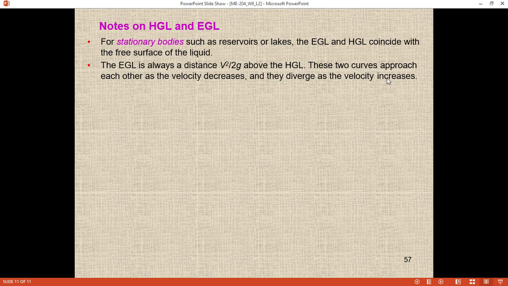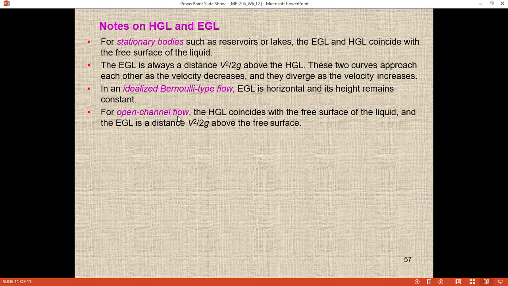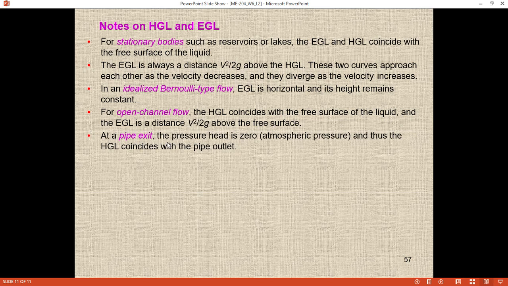So this is understood. Now in an idealized Bernoulli flow, EGL is horizontal and its height remains constant. This is also understood. For open channel flow, the hydraulic grade line coincides with the free surface of the liquid, and the energy grade line is always a distance v square over 2g above the free surface. Next, at a pipe exit, the pressure head is 0 atmospheric pressure, and thus the HGL coincides with the pipe outlet. That I have also explained.